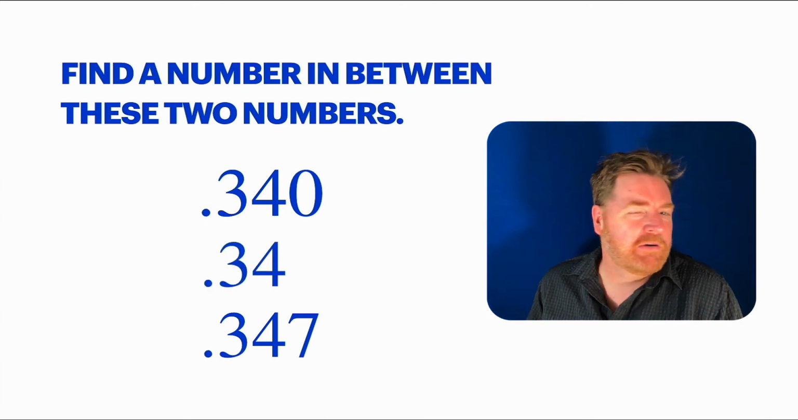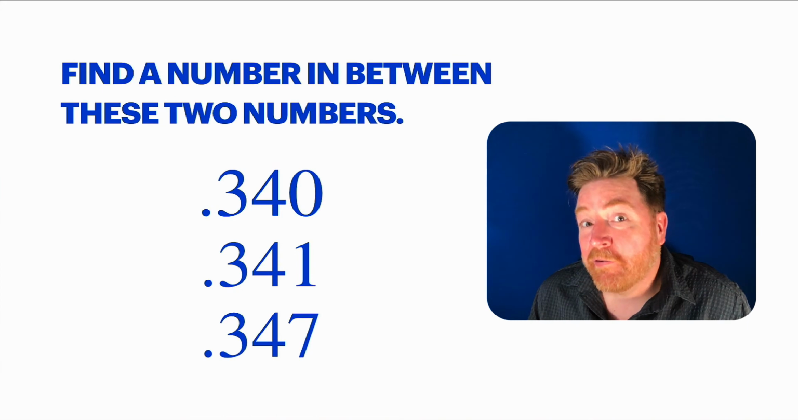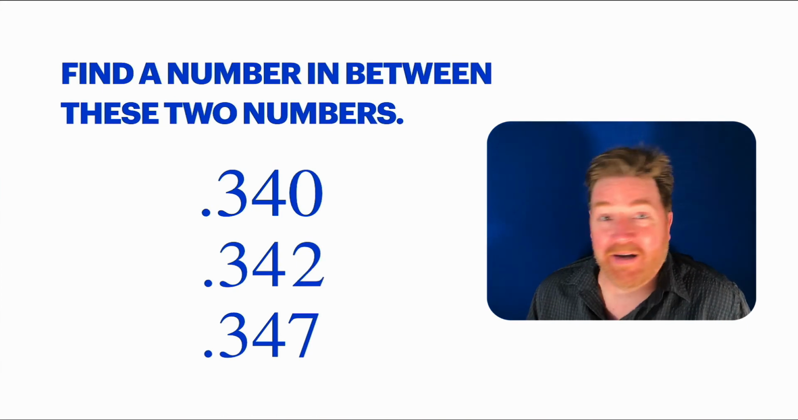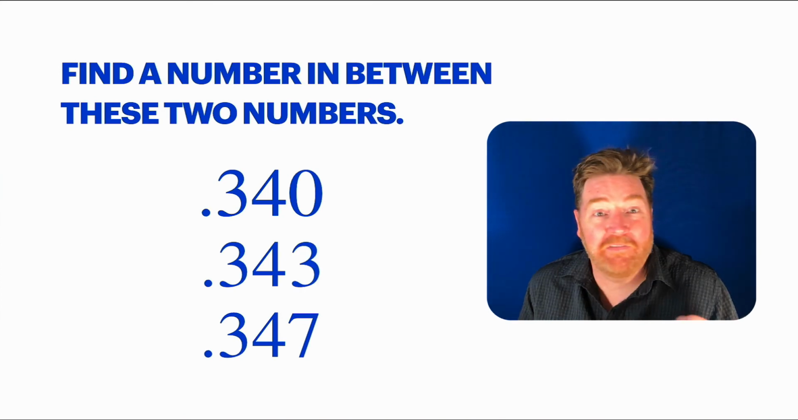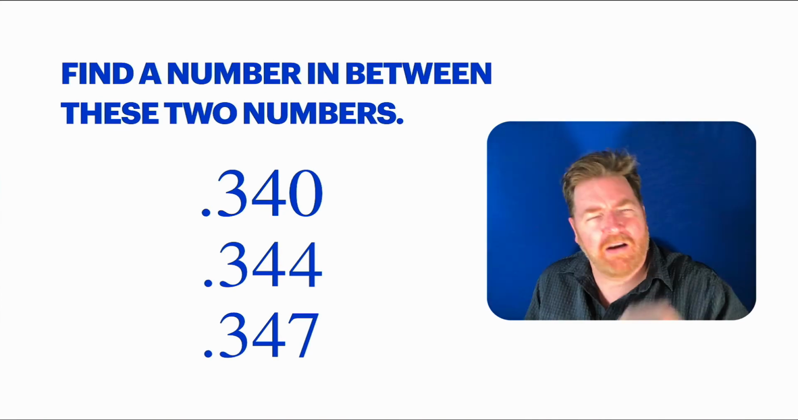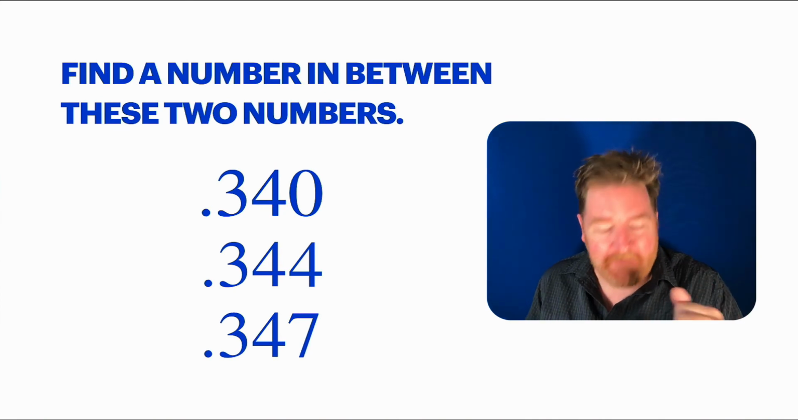We could do like, how about 341 thousandths, 342 thousandths, 343, 344. Keep going, right? 5, 6. All right. You seeing the deal? All right.